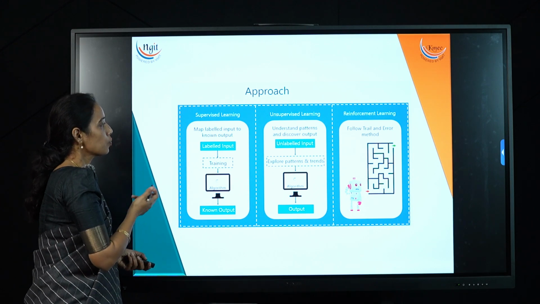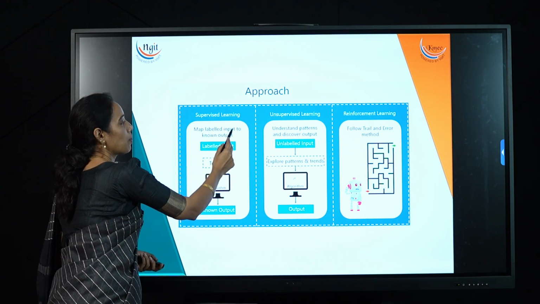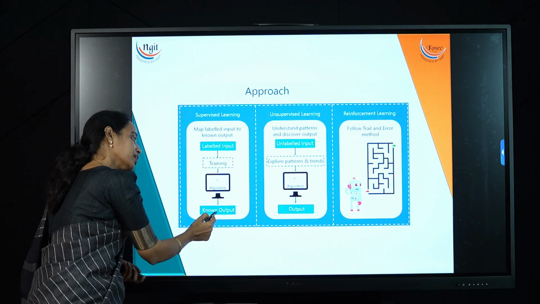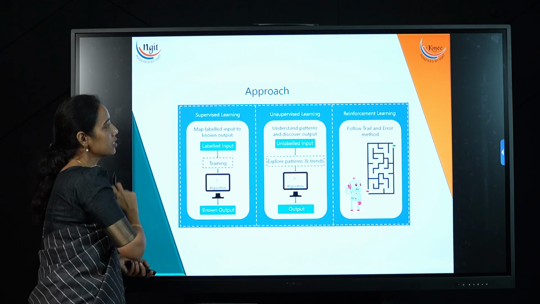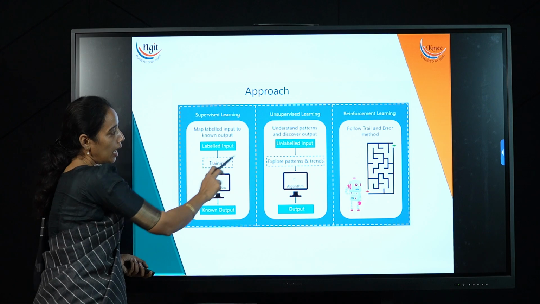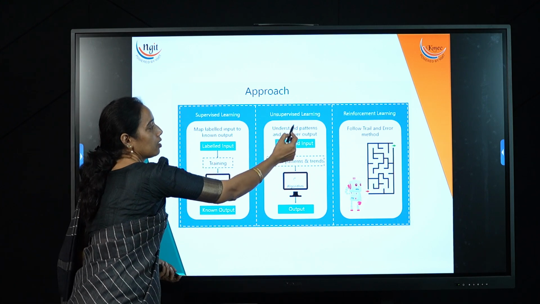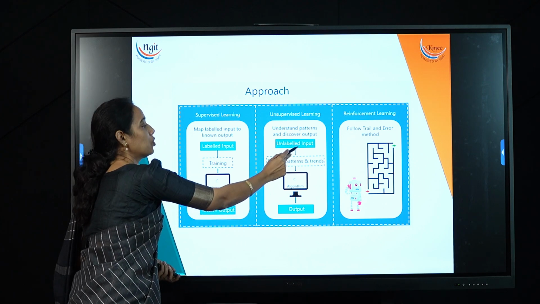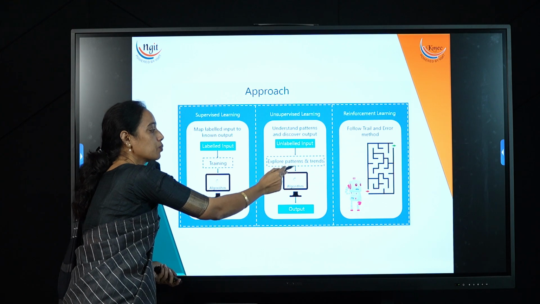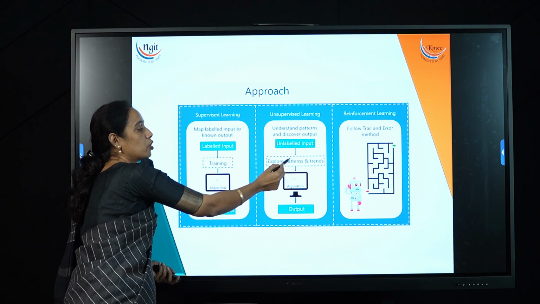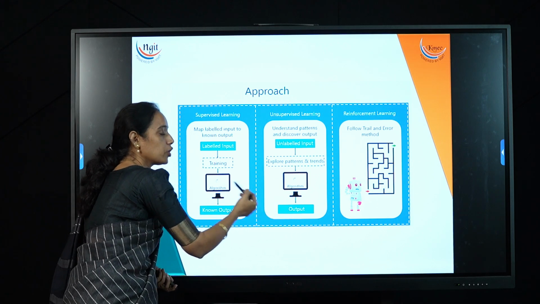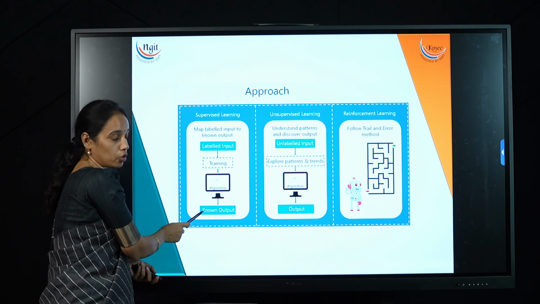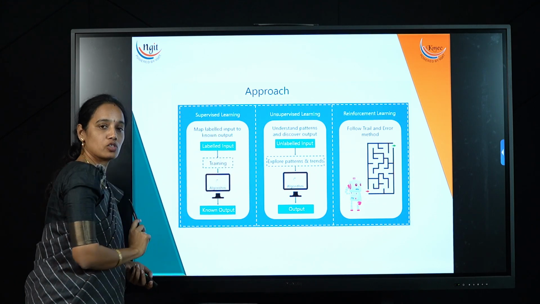And approach. In supervised learning, you can see here we are going to map the labeled input to the known output, and we are going to train the model, and then we are going to get the known output as the output. This is the approach of supervised learning. And coming to unsupervised, it understands patterns and discovers the output. That is, unlabeled input we are going to give, and from that unlabeled input, the unsupervised machine learning algorithm explores patterns and trends, and accordingly it is going to give the output. That's why here we call it the actual output, and here we call it the known output. That is the main difference between supervised and unsupervised machine learning.